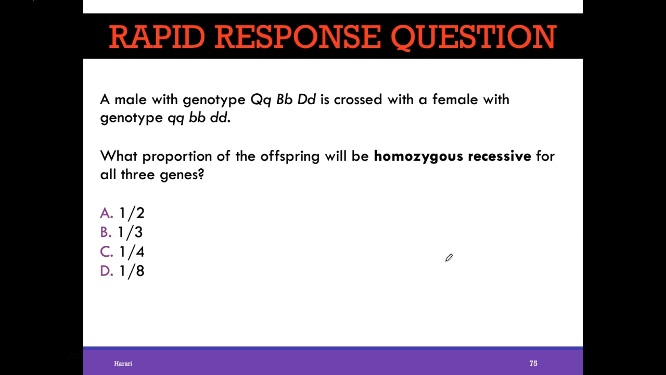So pause here and try to answer this question now. And again, it's the same logic. So you just do 3 separate Punnett squares. So you could just take the example of big Q, little q, and big Q, little q. And you're being asked, what proportion will be homozygous recessive for all 3 genes? So here you're going to see 50% will be homozygous recessive for Q.